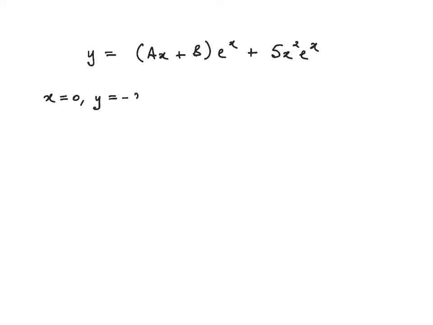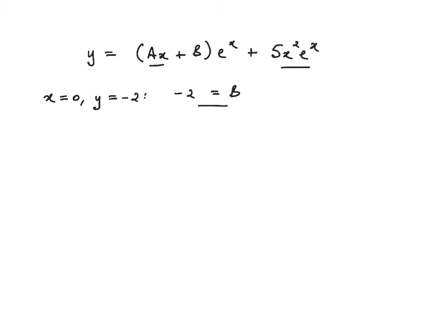Now with c equal 5 we have the general solution then: ax plus b, e to the x, plus 5x squared e to the x. Now what we want to do is to employ the information given. So when x equals 0, y equals minus 2. This will allow us to find the values of a and b. So minus 2 equals, well, this term is 0 and this term is 0, so we've got b e to the 0, which is just b.